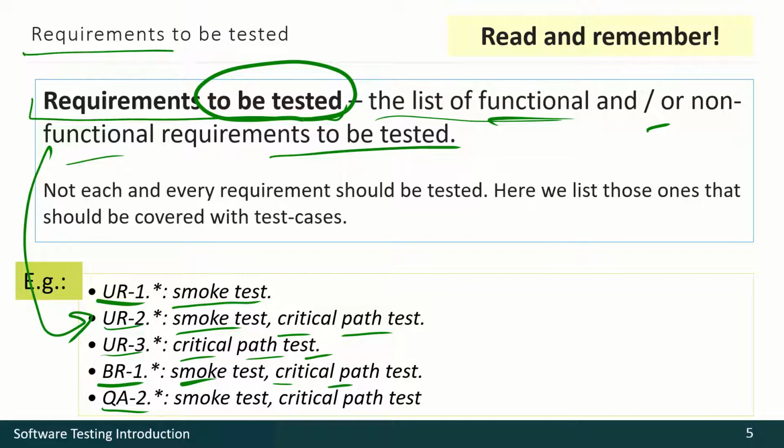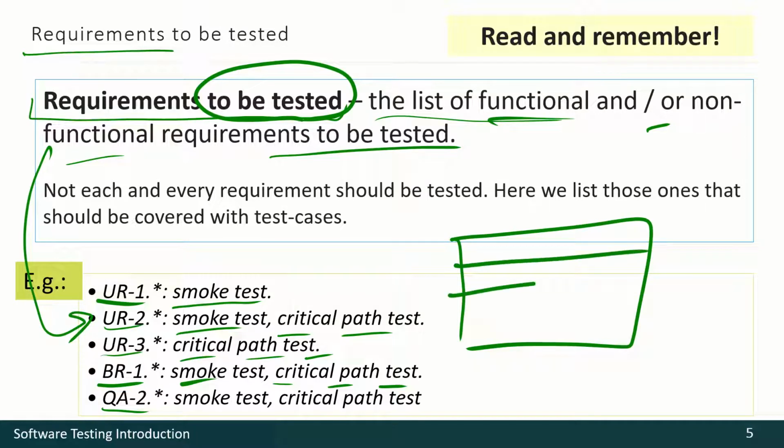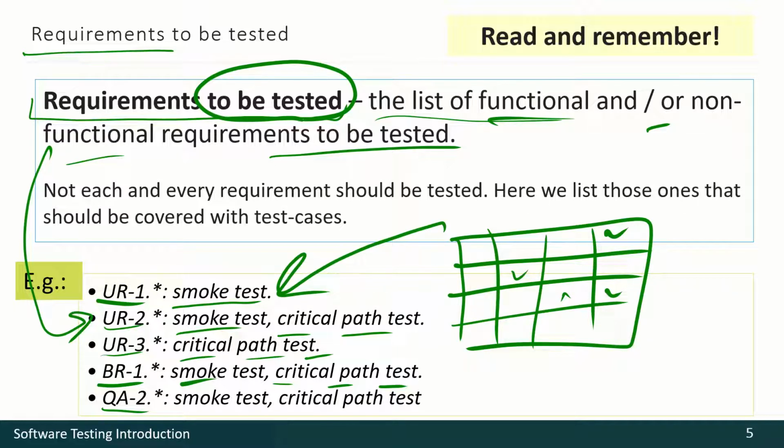Here is just a simple example. In more complex situations, we may have some tables or matrices that show us what and how to test. We may have an even more complex, sophisticated approach using some specialized tools, but once again, the main idea here is that we test something according to some approach.